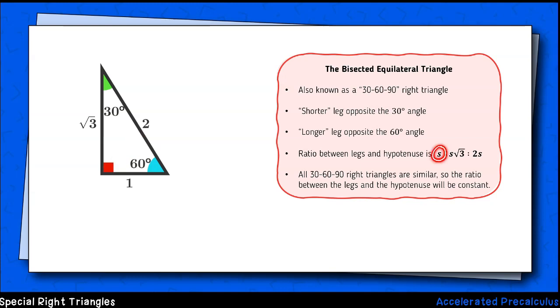The shorter leg is designated s in this ratio, followed by the longer leg, which is designated s times the square root of 3. Finally, the hypotenuse will always be twice the shorter leg. Again, these ratios are constant because all 30, 60, 90 right triangles are similar to one another.